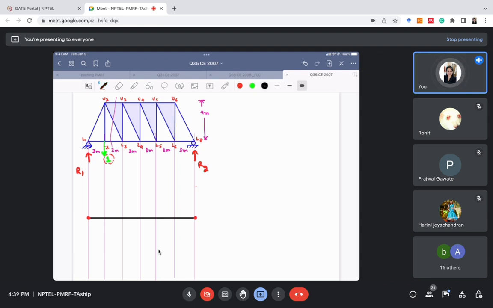Now the second thing is to cut the section. We need to calculate it for U2 and L3, so I've cut the section like this. Now I'll consider the section in which there is no unit load. This section does not have any unit load, right? So I'll draw this section.